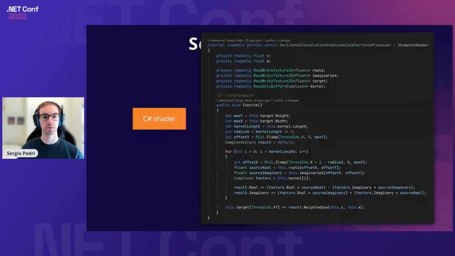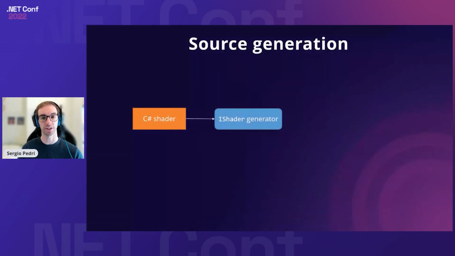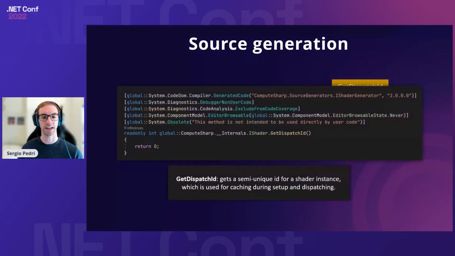Now, from here, this is where the source generators in ComputeSharp actually kick in. And what they do is they will generate several methods that are needed to support the execution of these shaders. So let's quickly go through them. So the first one is called GetDispatchId. Now, the point of this method is that it creates a semi-unique ID for each shader that's used internally in ComputeSharp to handle caching for all the various pipeline objects. Now, you can see that in this case, this method is extremely simple. And that's because this particular shader will always be the same every single time you run it.